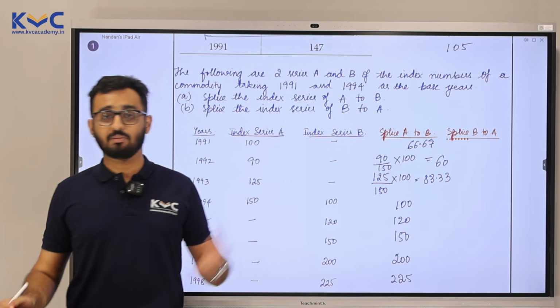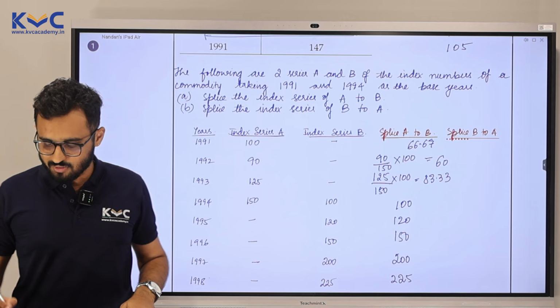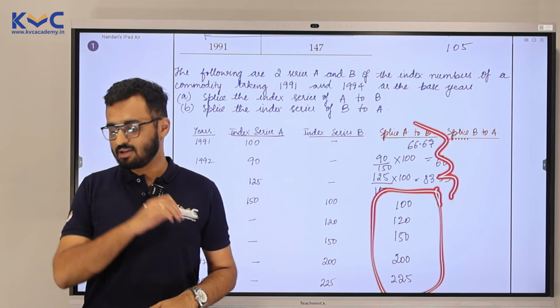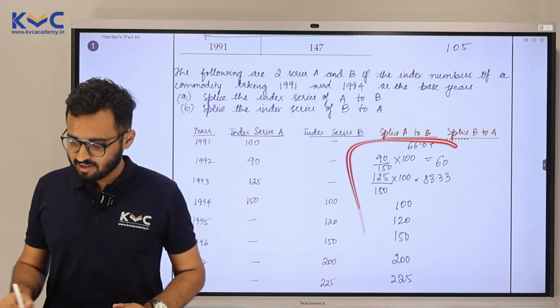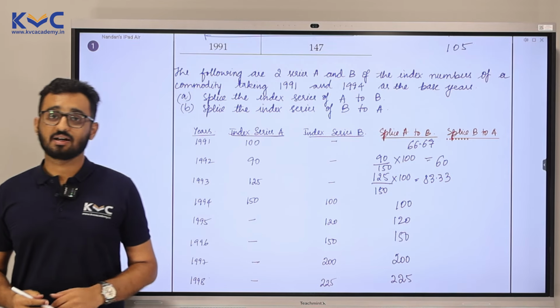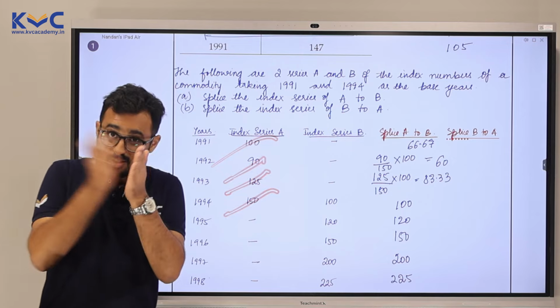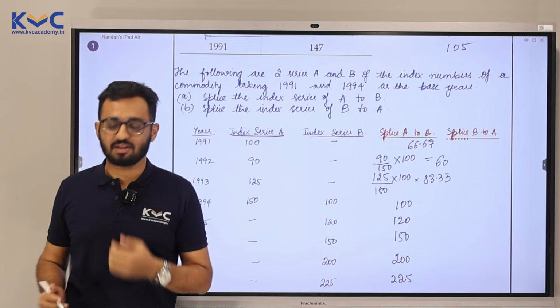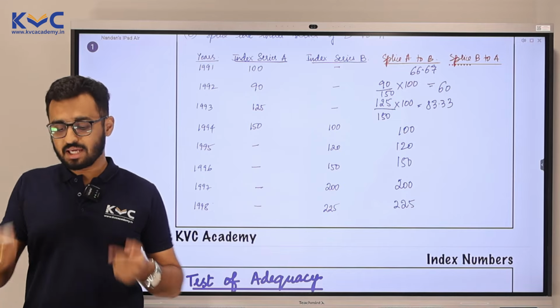Why? What are we doing? Merging A with B, no? Splicing A to B. So the remaining values will be of B. These three values will be adjusted back. Understood? So we have one series with 1994 as 100 going forward, and the earlier values spliced. These are getting merged and brought back. So that is splicing. What if we want to splice B with A?